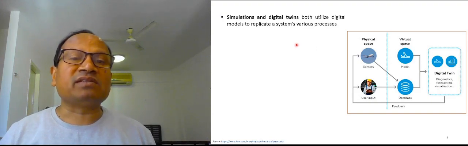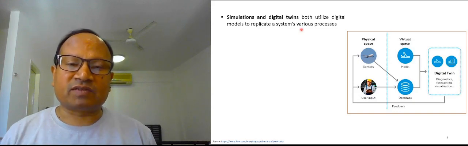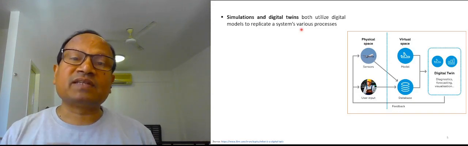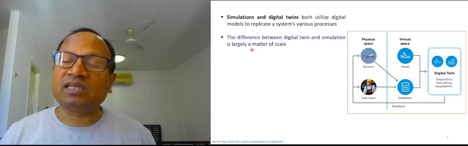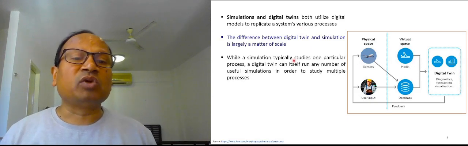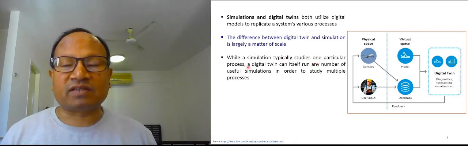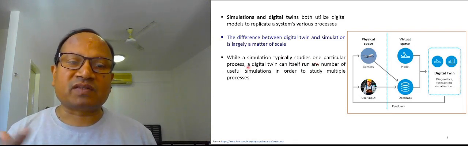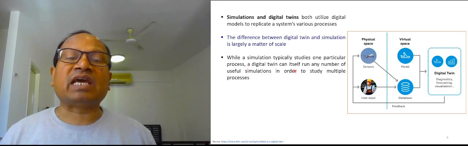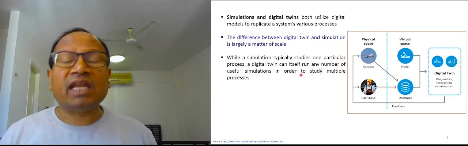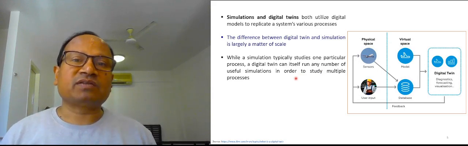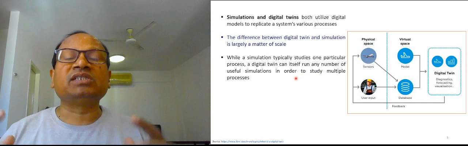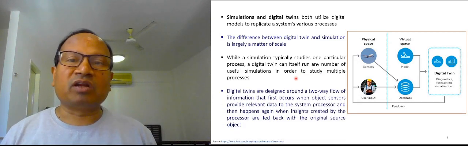Simulations and digital twins both utilize digital models to replicate systems' various processes. I mean, there is similarity, but simulation is a part of digital twin. The difference between digital twin and simulation is largely a matter of scale. While a simulation studies one particular process, we generally simulate a particular process or a program, whereas a digital twin can itself run any number of those useful simulations in order to study multiple processes. So in a wider perspective, digital twin combines more and more simulations.